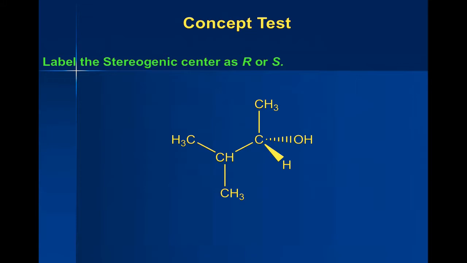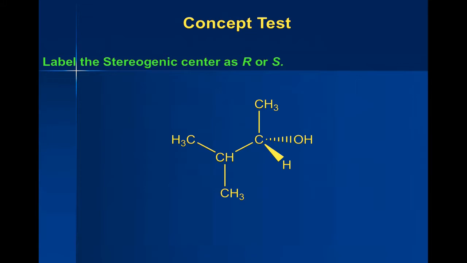If I look at it like this, it looks like it's going in the R direction, right? But I have to do what with this? I have to flip it, and so it's actually going in the S direction. So this actually has the S absolute stereochemistry at the chiral center, okay? This is an example of where the hydrogen is coming towards us, okay?